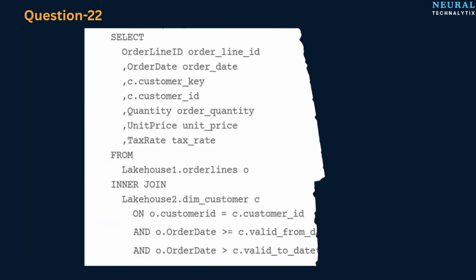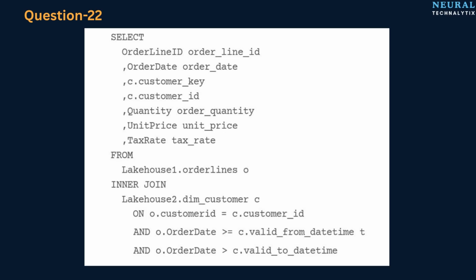When we put it all together, the final join logic becomes: on Order.CustomerID equals Customer.CustomerID and order date greater than or equal to valid from and order date less than valid to. This is the gold standard join pattern for type 2 SCD dimensions.